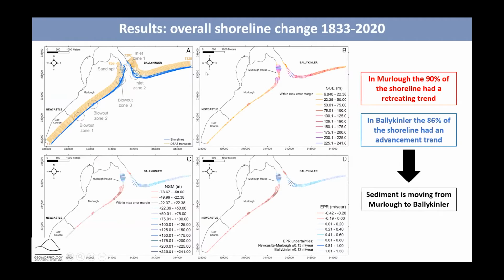As the first result, considering only the shoreline change from 1833 to 2020, we first of all identify some specific zone where the displacement was greater. You can see from the net shoreline movement and the endpoint rate how the 19% of the shoreline in Marlog had a retreating trend in the last 2 centuries, whereas in Ballykinler, the 86% of the shoreline had an advancement trend. So basically, this tells you that the sediment, the sand, is mainly moving from Marlog to Ballykinler.